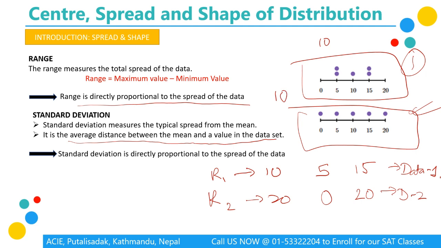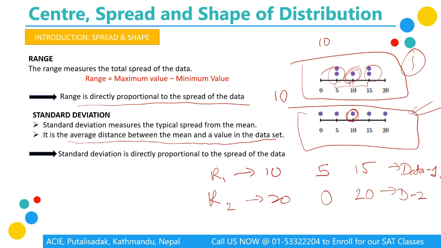As we already did with range, we know that dataset 2's range, the spread, is greater than that of dataset 1's. But we can find out the same thing by using standard deviation as well. In our first dataset, the mean is 10 and so the values from 10 are 15 and 5, which are placed at the same distance. So it's equidistant.